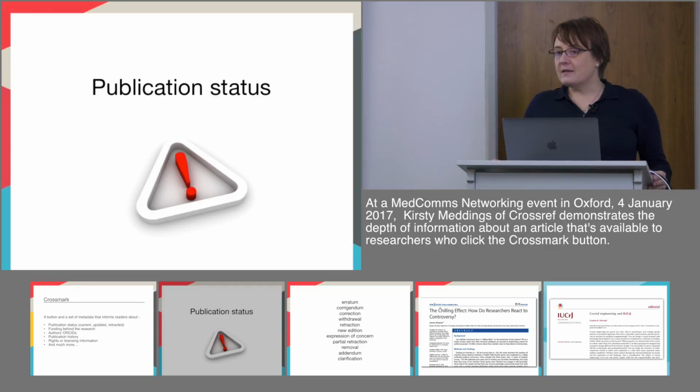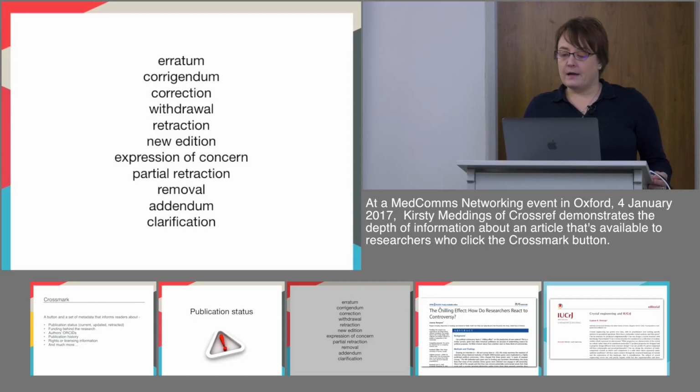As I said, perhaps the key thing about Crossmark is that it will relate the publication status of a piece of content. When we talk about the status, that's anything that happens after publication that can affect the crediting or interpretation of the work. So any of these things that are listed on this slide. Some of these are relatively common in scholarly publishing. It's not particularly unusual to see corrections or errata pop up on a journal article. Some of them are more serious, such as retractions.